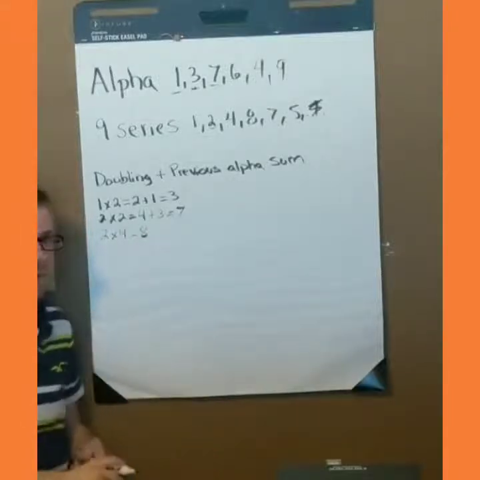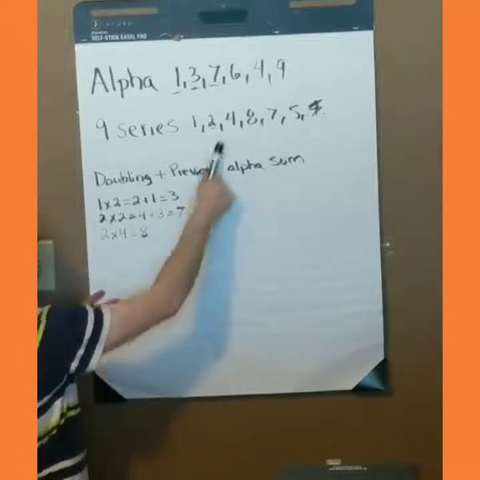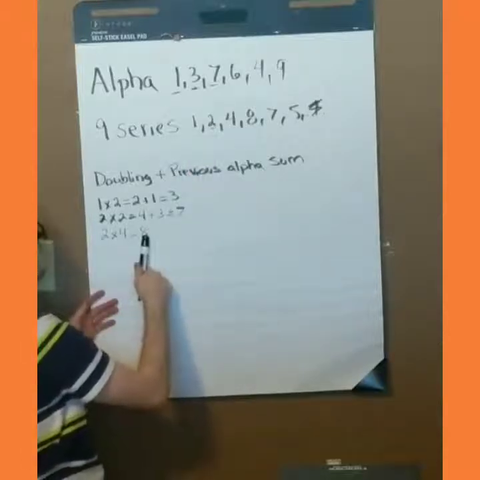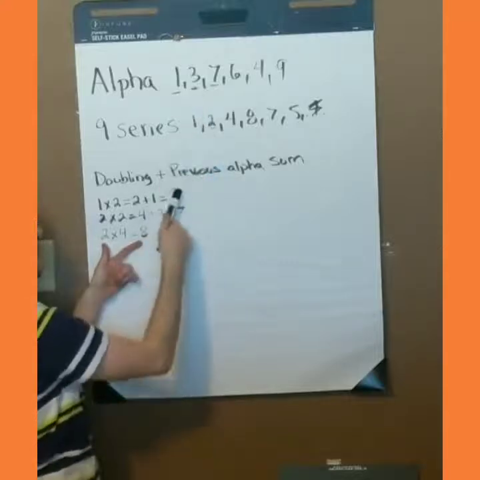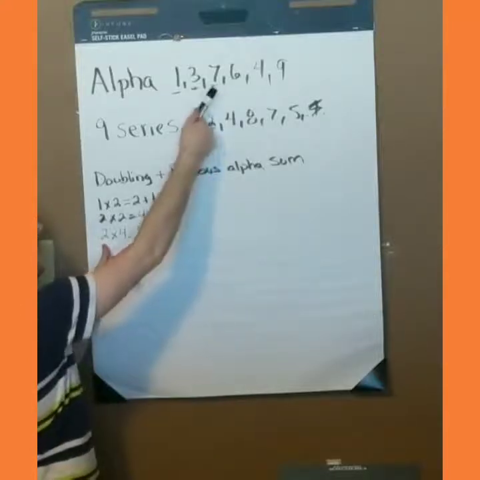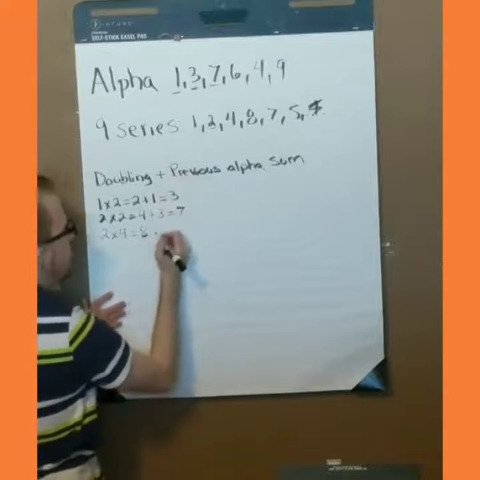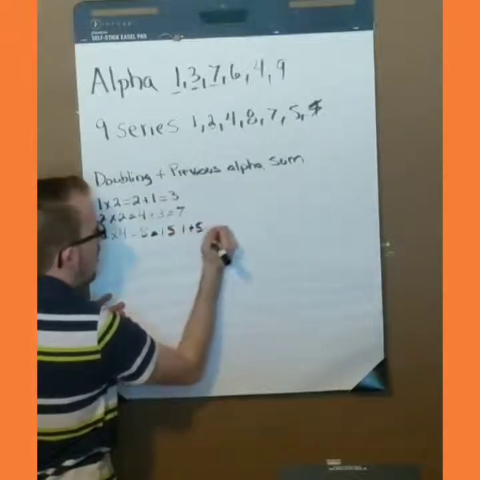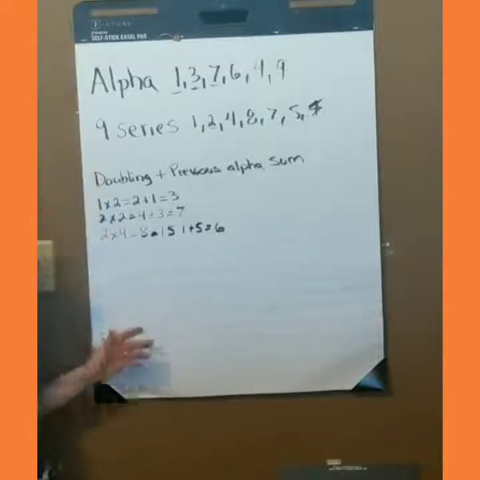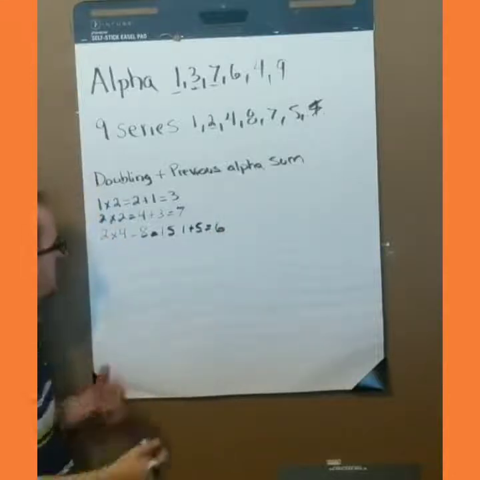So where's my next number? Since I've got 2 times 4 equals 8, the next number is going to be adding 7 to it. So you have to add the previous one. That's all I'm doing, just adding the previous one. So we're going to add 8 plus 7, which is 15. 1 plus 5 equals 6. But let's not stop there.